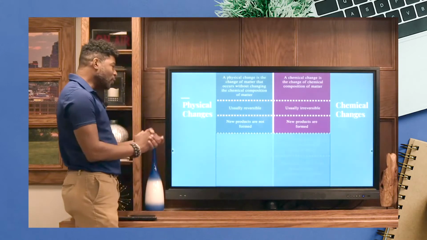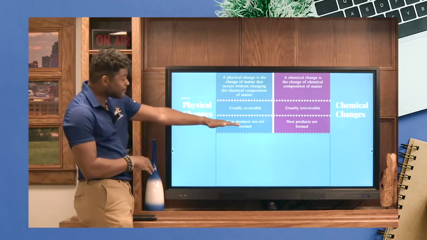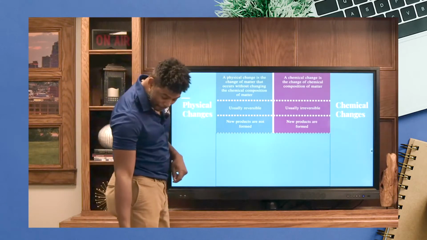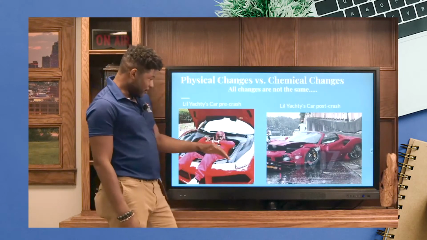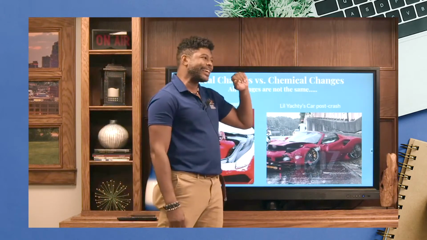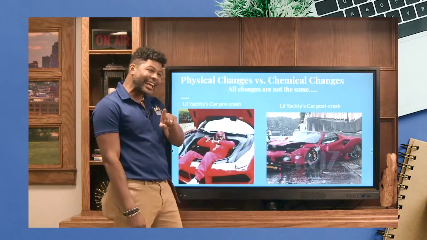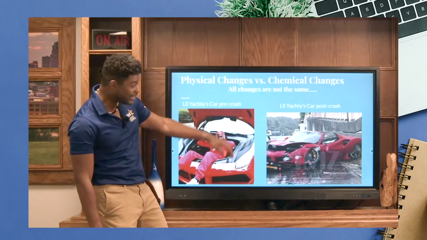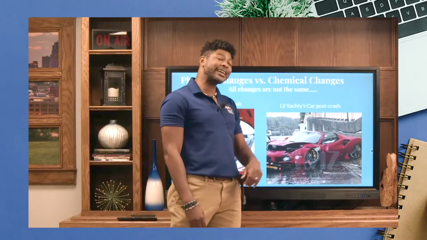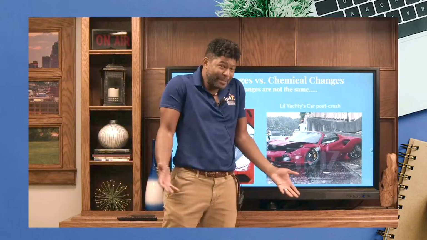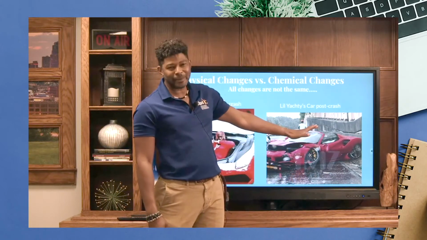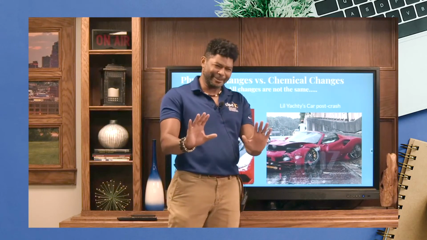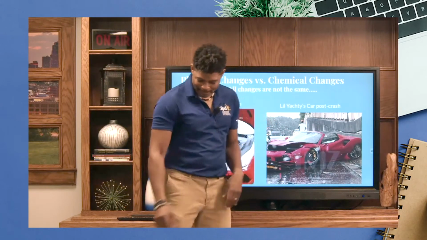Now, new products being formed. This is very important, and here's why. Although this car cannot be driven, technically, everything that was on the car before the accident could be found somewhere on the street after the accident. It didn't really make anything new. Now, yeah, I know the airbag went off, but let's not split hairs here, okay?